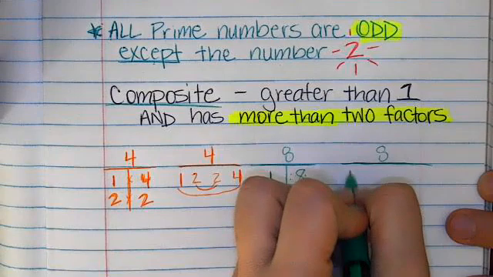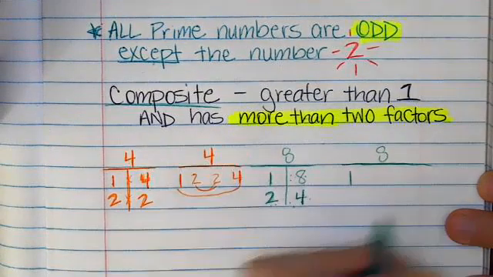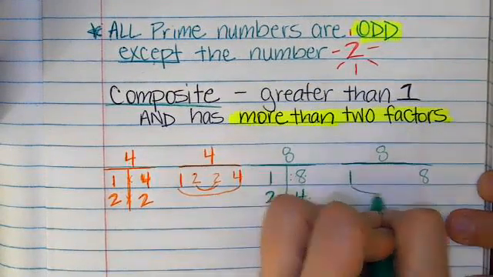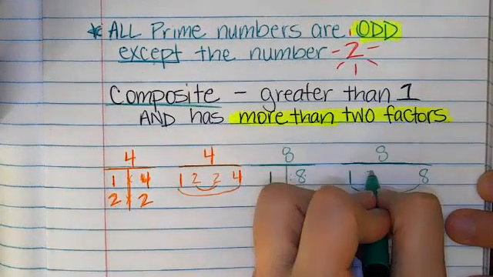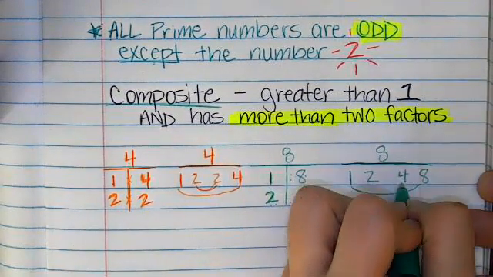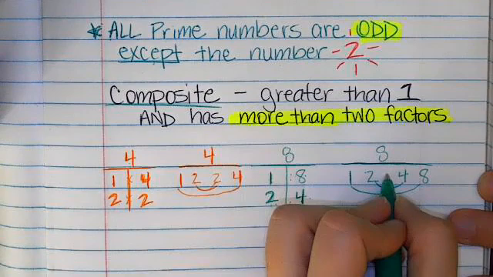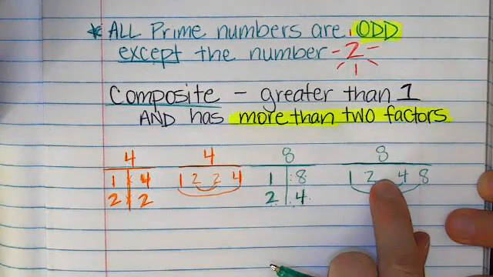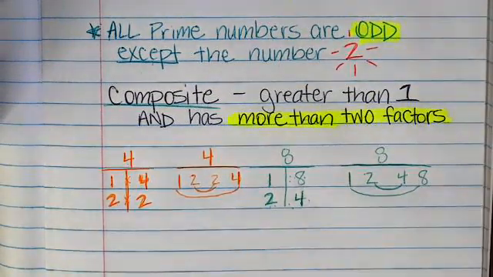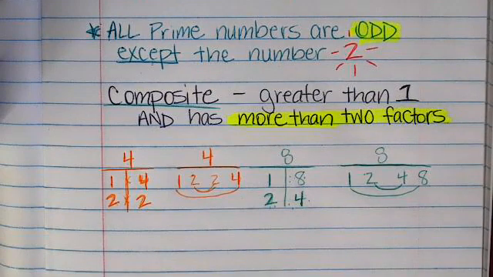So I can show it like the upside down rainbow. 1 times 8 is a pair that equals 8. And then 2 times 4 equals 8. And as you notice, the only other number that can come between here is 3. And like I said, 3 is not a factor of 8. 3 times nothing equals 8.